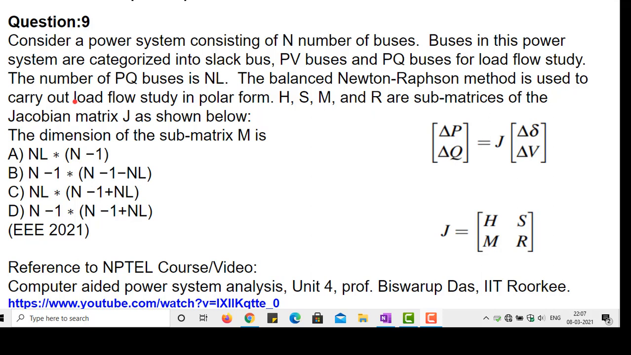Welcome all. Now I am going to discuss question number 9 from the GATE 2021 paper Electrical Engineering. The question is, consider a power system consisting of n number of buses. Buses in this power system are categorized into slack bus, PV buses and PQ buses for the load flow study. The number of PQ buses is NL. The balanced Newton-Raphson method is used to carry out load flow study in polar form.